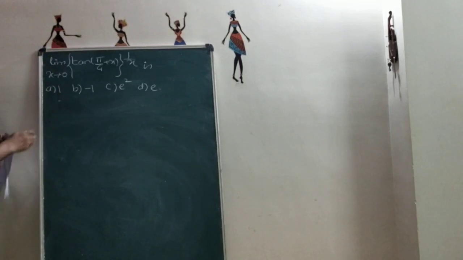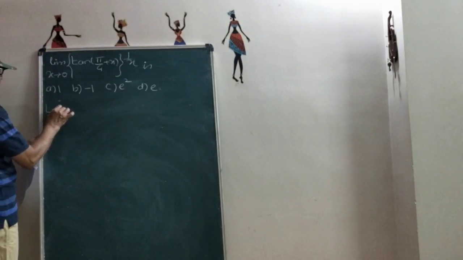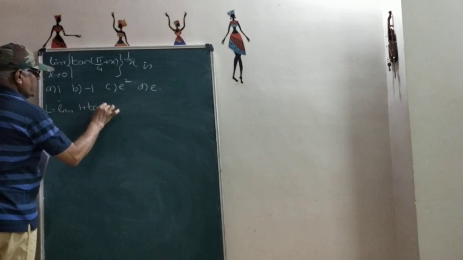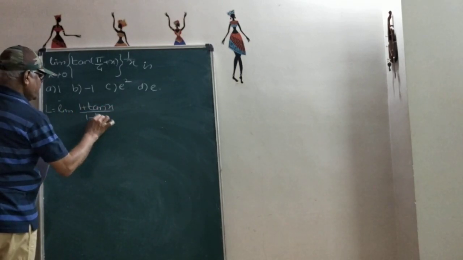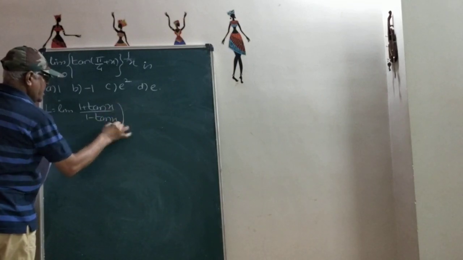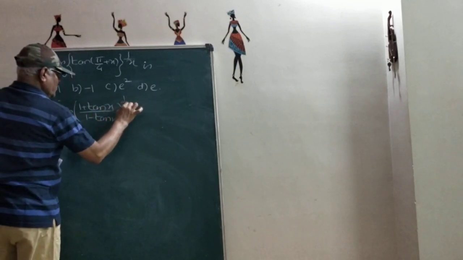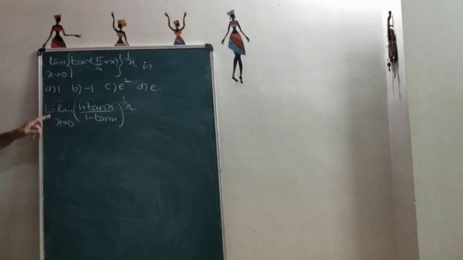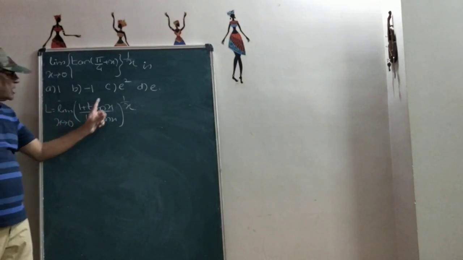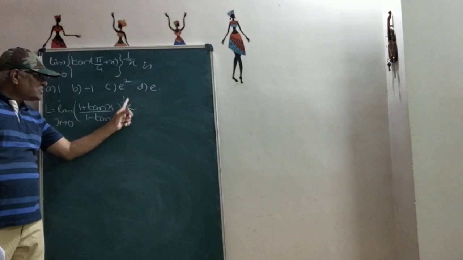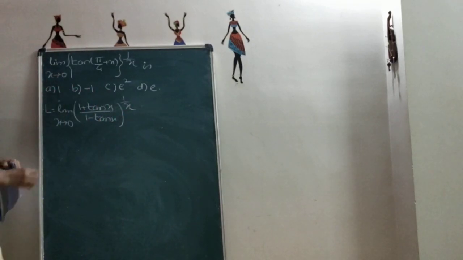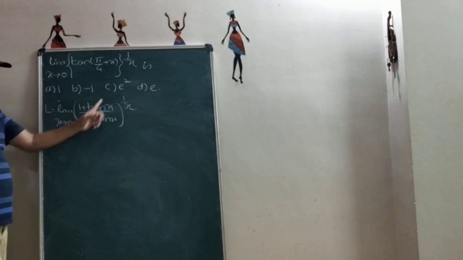Student, what is tan of (pi by 4 plus x)? Tan of (pi by 4 plus x) is equal to (1 plus tan x) divided by (1 minus tan x), raised to 1 upon x as x tends to 0. You can solve it by two different methods. One, raised to tan x upon x into tan x you can solve. This is one method. And another method is f of x raised to g of x.